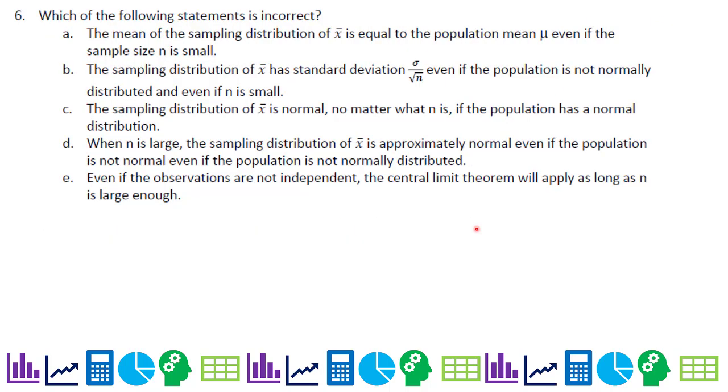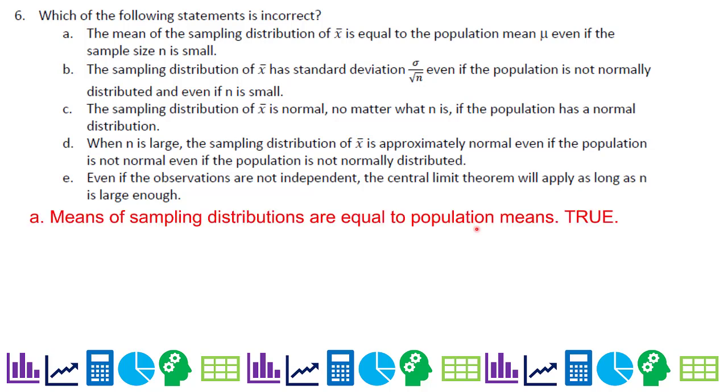Which of the following statements is incorrect? So we have to look at every one. The mean of the sampling distribution of X bar is equal to the population mean, even if the sample size is small. That is true, right? We only get bias when we're not using proper sampling methods, all right? So bias doesn't really depend on sample size.